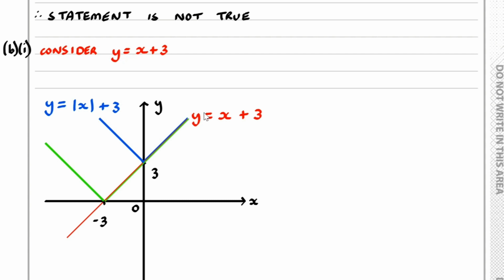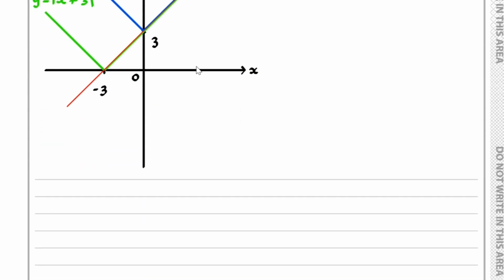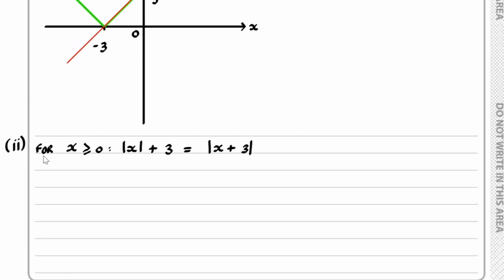So we have this graph over here, which is y equals mod of x plus 3. So when we come to explain why mod of x plus 3 is greater or equal to x plus 3 all modded, well, what we can say is, for x being greater or equal to 0, the mod of x plus 3 is equal to x plus 3 all modded. In other words, both graphs are equal.